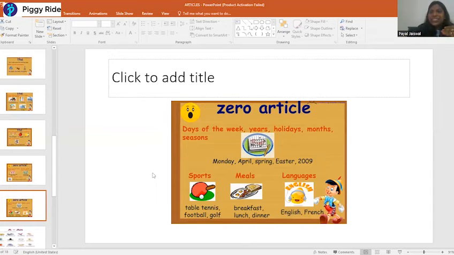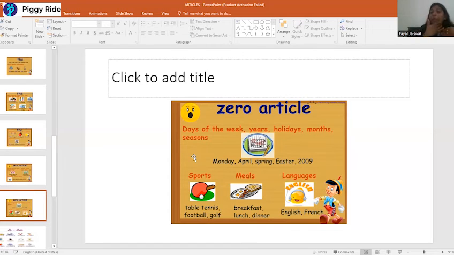Now, let's go to the next part. Whenever you see that we have days of the week, years, holidays, months, and seasons, don't put any article, okay? This is again where zero article will be applicable, like Monday, April, spring, Easter 2009. Don't put any article. We never say "my birthday is on the Monday". No, wrong. "The April month is so full of spring." Wrong, okay? "The Easter is my favorite festival." No. So these are the places where no articles will be applicable.